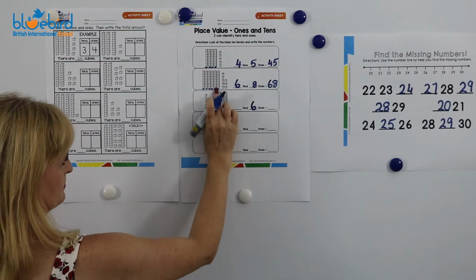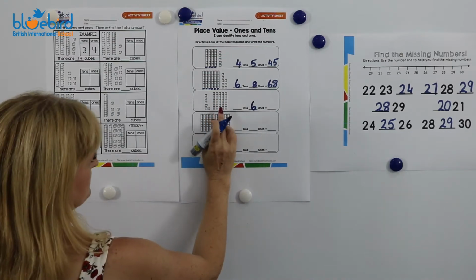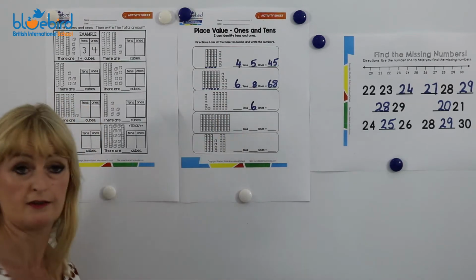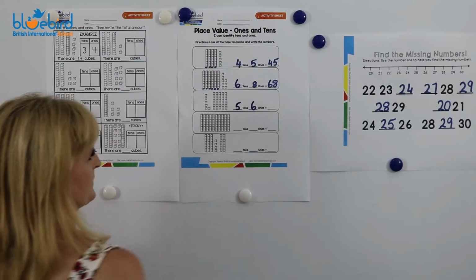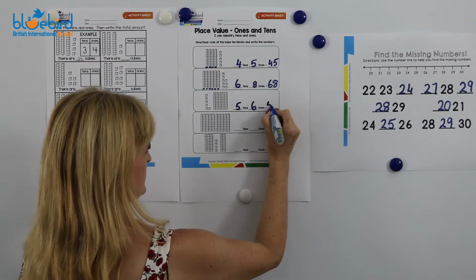Remember, look, our 10 blocks, always connecting 10 blocks together. 1, 2, 3, 4, 5. So there are 5 10 blocks. Okay, and then if we added them all together again, we would have 56.